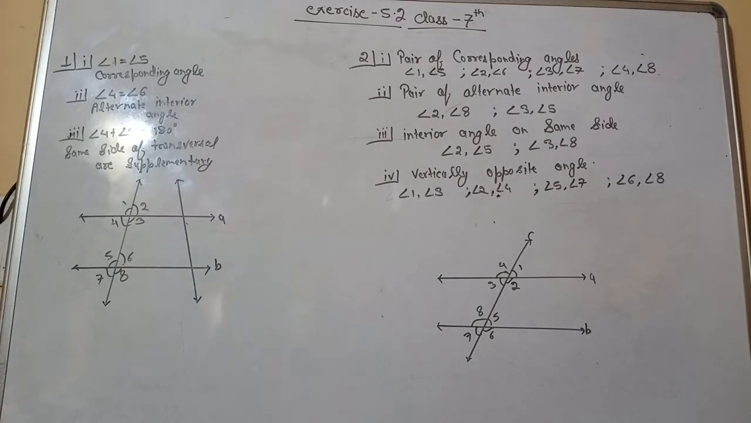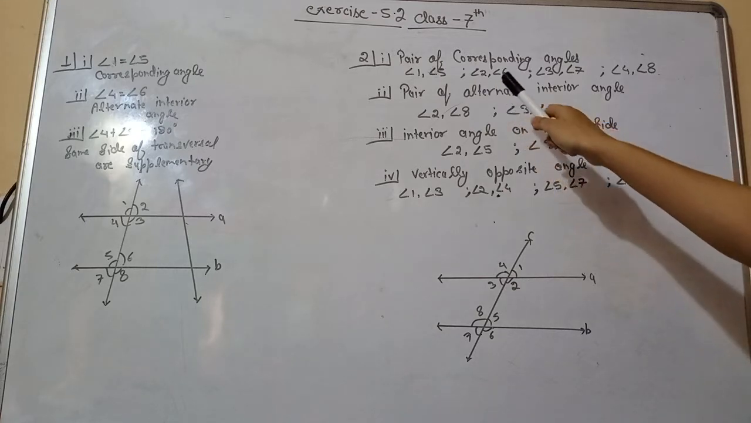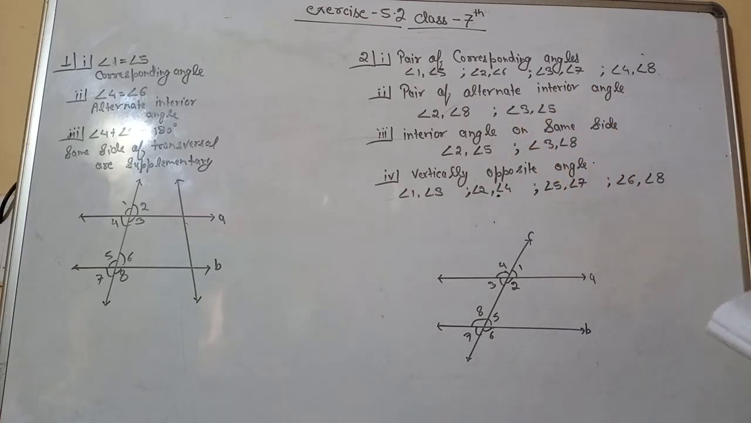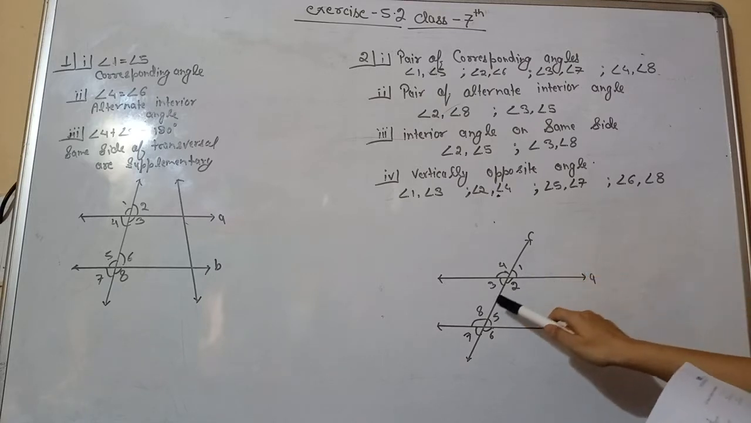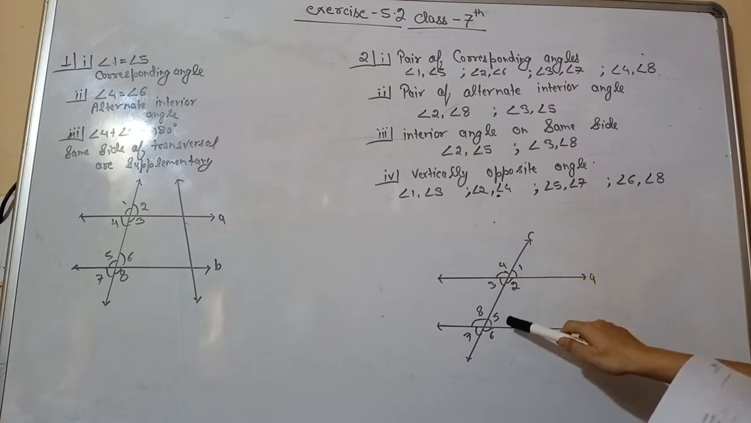Now let us move towards question number 2. In question number 2, a pair of corresponding angles is asked. Corresponding angle means same place and same side. So see here, same place and same side. First is given, 1 and 5. 1 is on upside, 5 is also on upside, 1 is on right side, 5 is also on right side. So same place, same side.